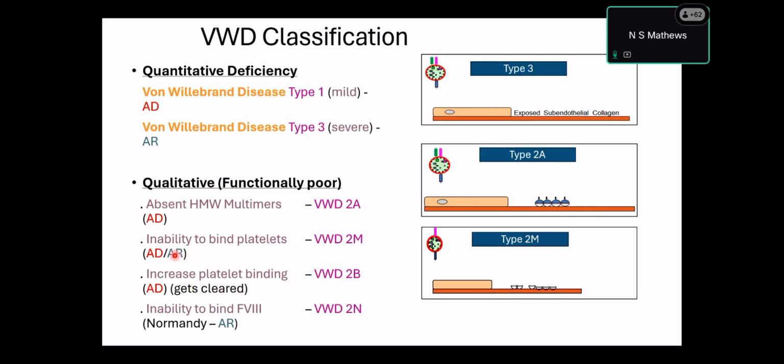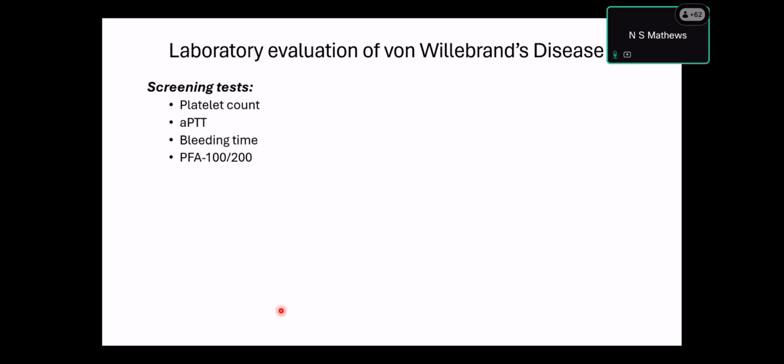And then you have the type 2M, where there's an inability to bind platelets because the domain is missing. The length may be fine. So you have high molecular weight multimers, but probably the domain is missing, so it cannot really bind. So there is inability to bind platelets. That's 2M. Then you have type 2B. This is a situation where there's increased platelet binding, therefore increased clearance of 1 milligram factor and the platelets, and therefore you have 1 milligram disease type 2B. Now the rare one is the inability to bind factor 8, which is the Normandy or type 2N, so to say. Inheritance, we have covered it. I'll not spend time because we are running out of time.